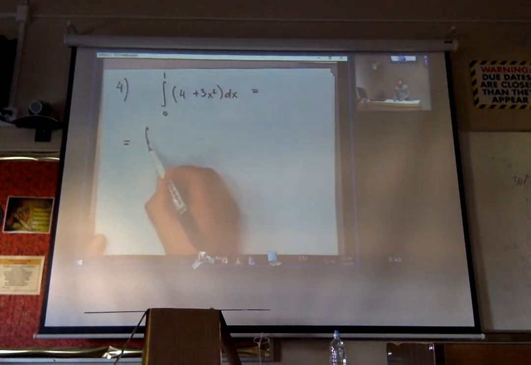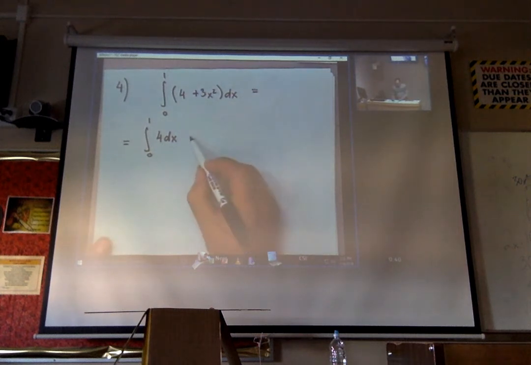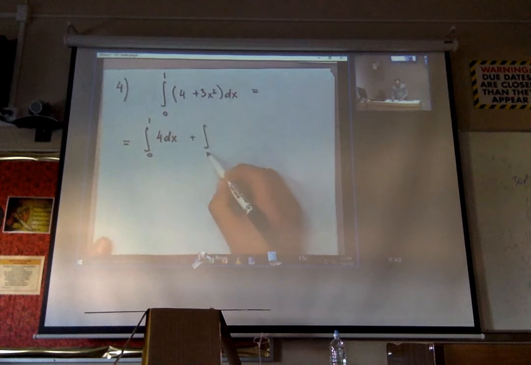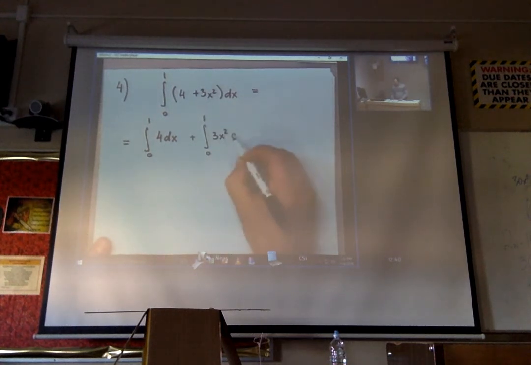So we have integral from 0 to 1, 4 dx. Again, don't throw away this dx, you're going to lose points, and mathematically it's wrong if it's gone. Plus integral from 0 to 1, 3x squared dx. So by using the last property, now we split this. Can we still use at least one more property? What do you see? Right. We take constant, that 3 outside.